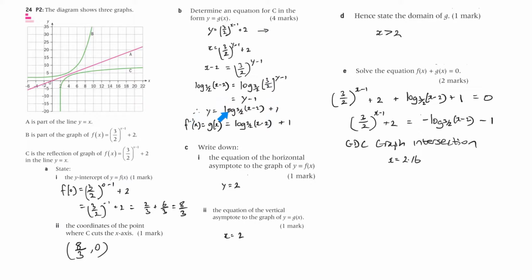The left-hand side is that. We've got y equals that plus 1. And so the inverse of the original function, which is defined as g(x), is equal to this.